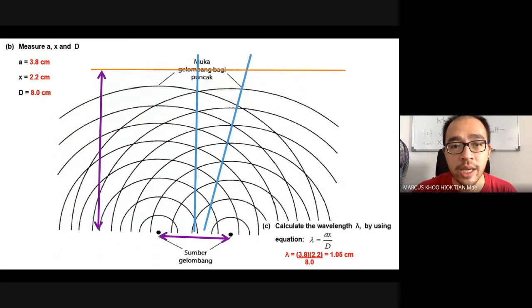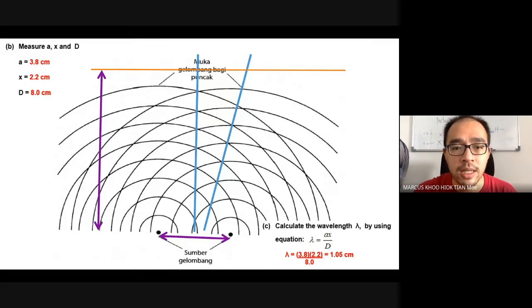And then we can calculate the wavelength: 3.8, 2.2, and then 8.0. So if we had used this one, we would have gotten about 1.05 cm. So actually it should be correct. I wonder whether the X is correct.